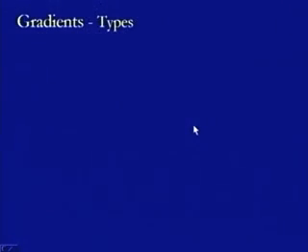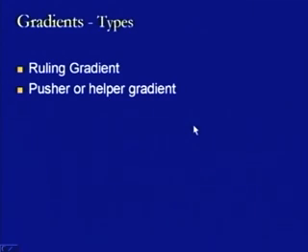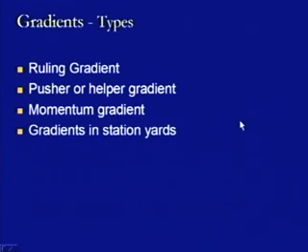So, looking at these objectives, now we come to the different types of gradients which are generally provided. We have the ruling gradient, we have the pusher or the helper gradient, and we have the momentum gradient, and there are some gradients which are provided in the station yard. So, they are the specific type of gradients being provided in the station areas. The previous 3 conditions are generally provided when the connectivity between 2 places is provided.